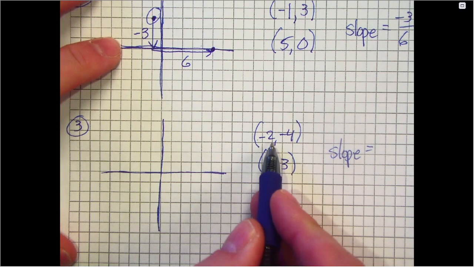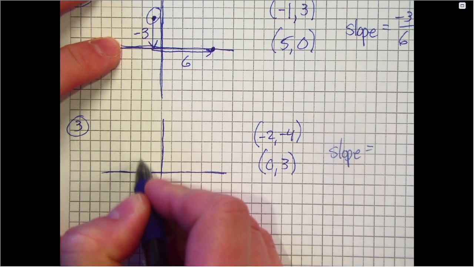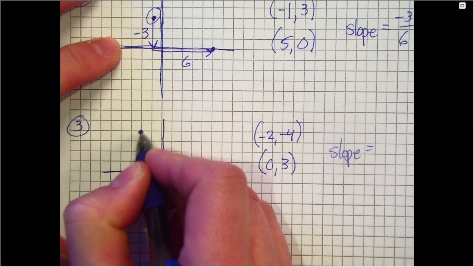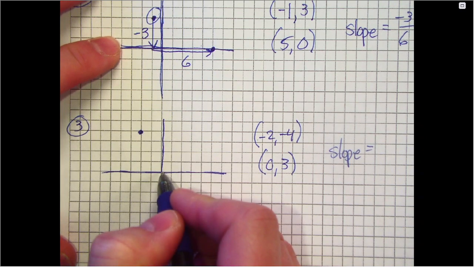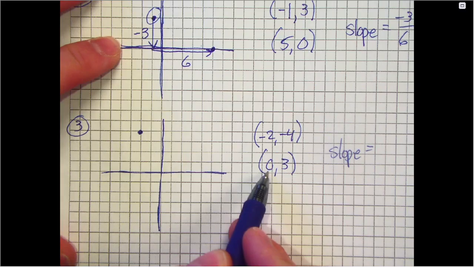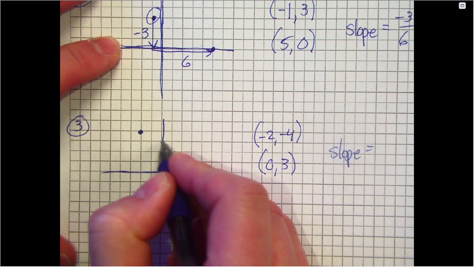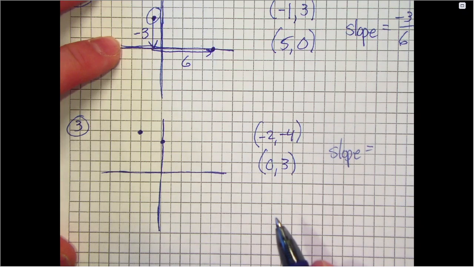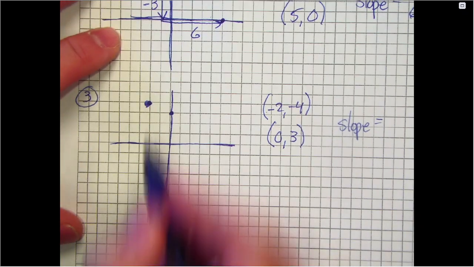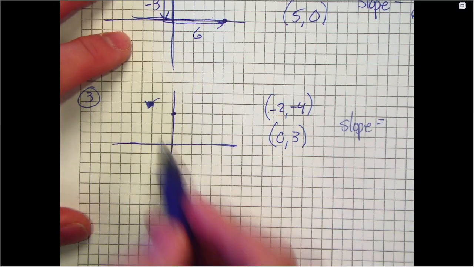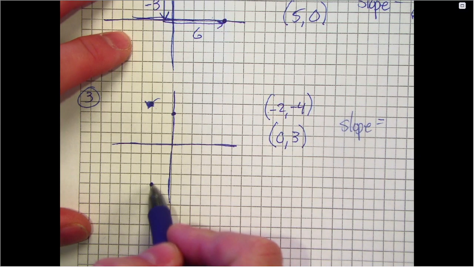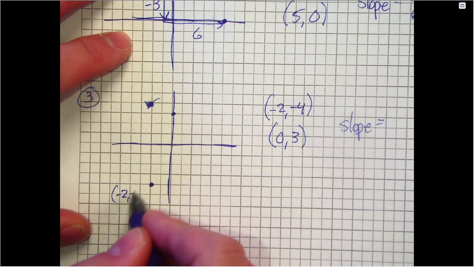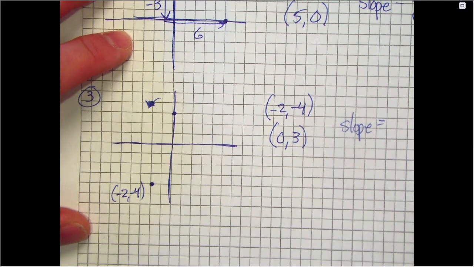Alright, negative 2, negative 4. That would be left 2, up 4. So right there. 0, comma 3 would be, I'm not going right or left at all. Then I go 3 up. I thought you said negative 4. Oh, I did. Jeez. My fault. See, it's easy to screw up. Negative 2, negative 4. My bad. Thank you. So that's negative 2, negative 4. 0, 3 is right there.